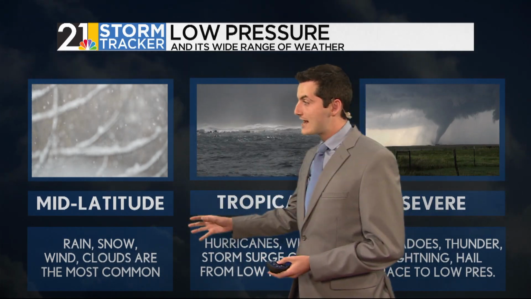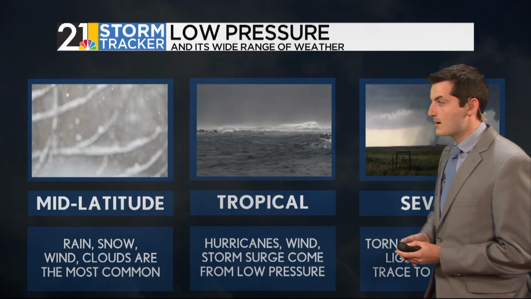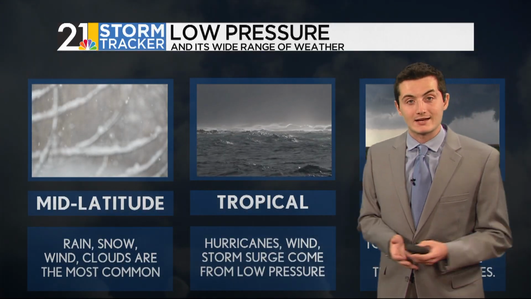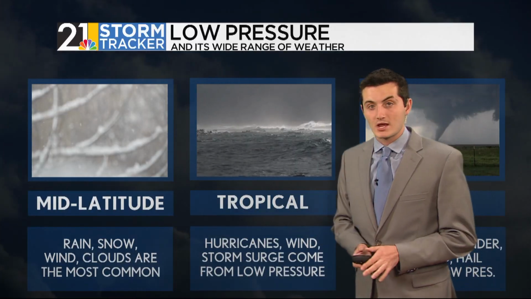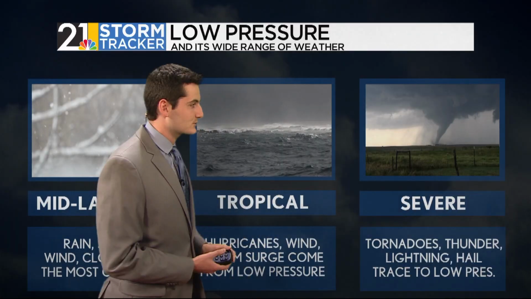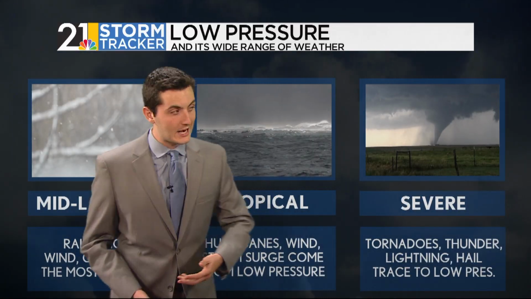Look at this. Rain, snow, wind, clouds, those are the most common things in mid-latitude lows. But you also, like I mentioned, have hurricanes, tropical lows, winds, storm surge. They all come from low pressure in different ways that the atmosphere interacts with low pressure systems. Like I mentioned too, severe weather, thunder, lightning, strong tornadoes, hail, those are all subsets and things that come from low pressure systems. So there's just a tremendous amount of weather that comes from low pressure.